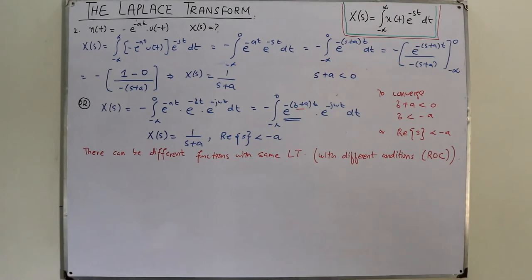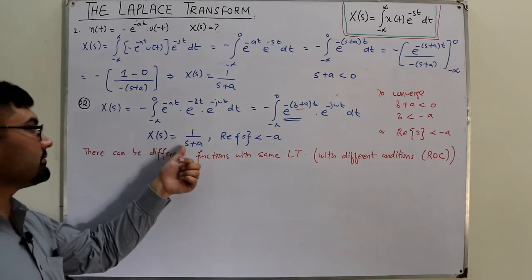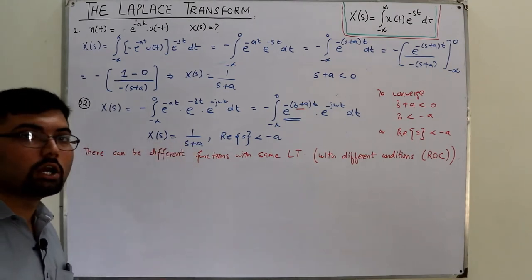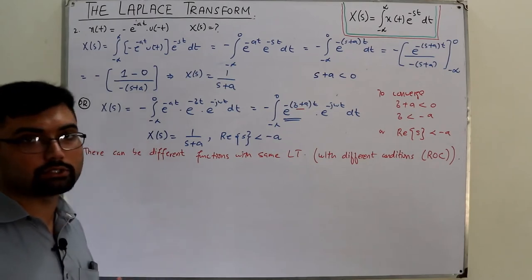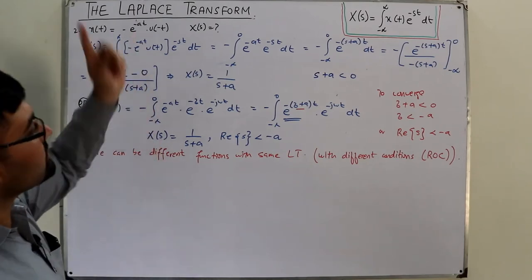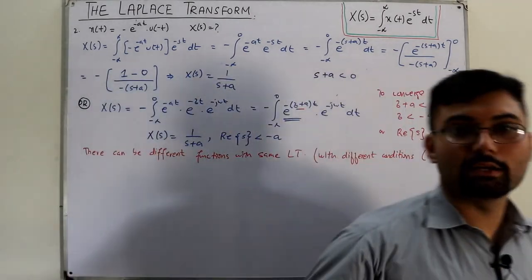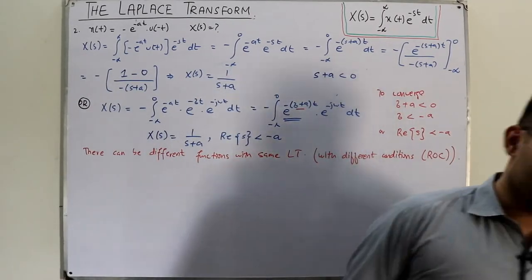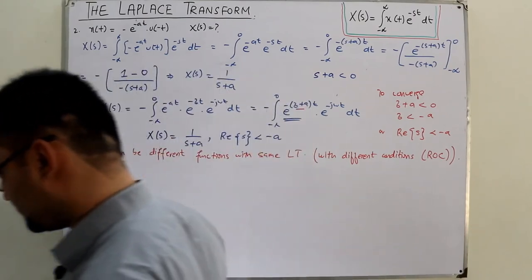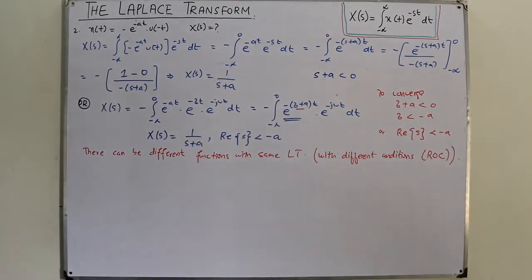As an example, if you're given this x of s, 1 over s plus a, and you're asked, for what signal is this the Laplace transform? So what would you say? Would you say this signal or the other signal? So to differentiate, we have an ROC associated with it. Is that fine till here?